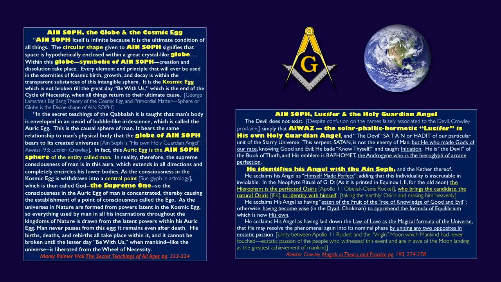So if we go over to Crowley and talk about the Ein Sof, it has to do with Lucifer and the holy guardian angel. And he talks about that right here. The solar phallic hermetic Lucifer is his, meaning Crowley's, own guardian angel. And he talks about how the idea of Lucifer in the garden, the gnosis, made gods of our race, knowing good and evil, whereas we know it as separate, but the gnosis is that it all comes from the same unity. Unifying the opposites into equilibrium is the formula. And he says that the angel, having eaten of the fruit of the tree of knowledge of good and evil, becomes wise in the duality to apprehend the formula of equilibrium.